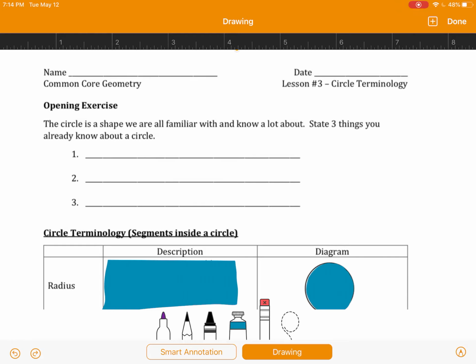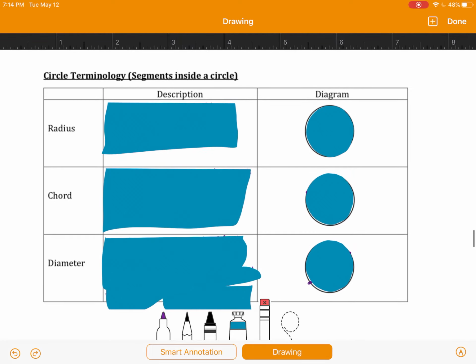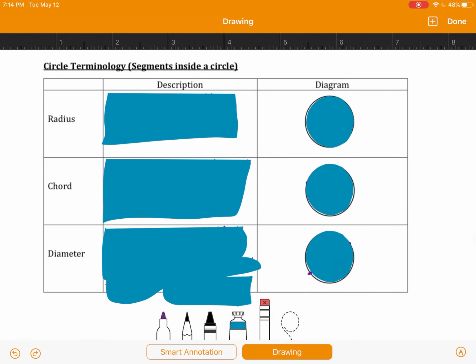Hi everybody, this is the lesson 3 video. We're mostly just going to talk about vocab for this lesson, and then we'll do stuff with numbers in the next lesson. So to start off, let's talk about these 3 vocab words: radius, chord, and diameter.